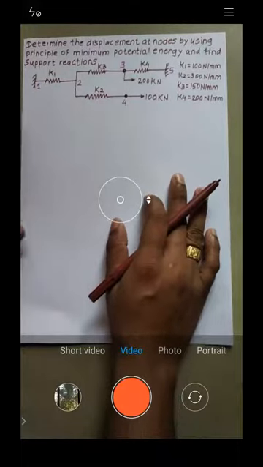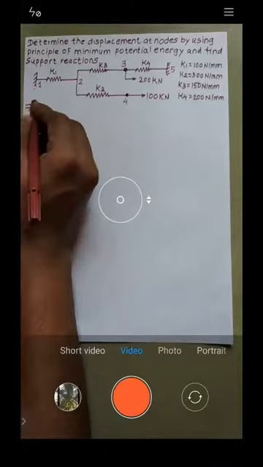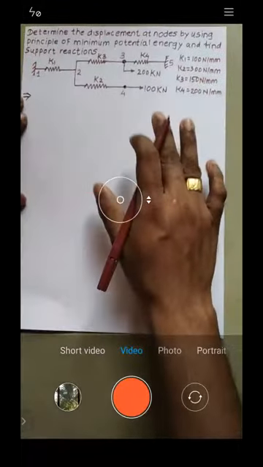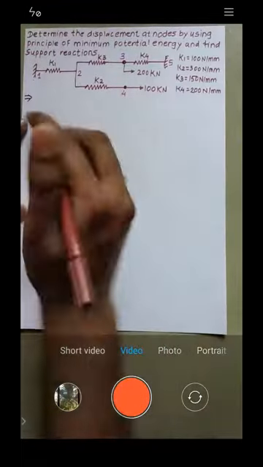Now see, in order to start, if I need to calculate the strain energy which is stored in the spring, what is the formula? Half into K into displacement square. But that displacement has to be the net displacement. So let me write down here.